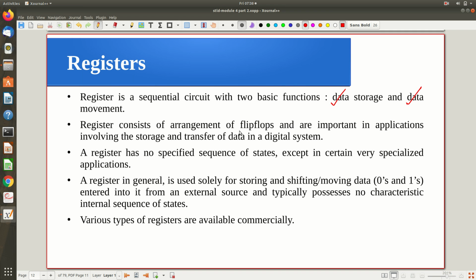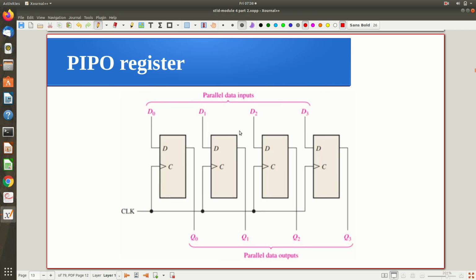The various types of registers are available in the market. So the PIPO register. So what is PIPO? This is the simplest form of register, and PIPO means parallel in and parallel out. So that is the expansion of PIPO. The input is coming in a parallel way and you are taking the output in a parallel way. So typically that is what you can see.